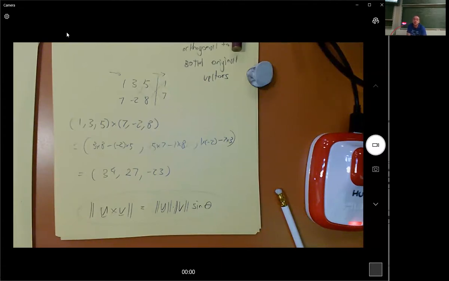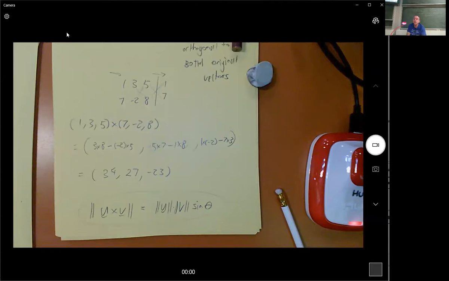That's the rule. So that basically the length of the answer is going to be bigger if the length of u is bigger. It's going to be bigger if the length of v is bigger, and it's going to be bigger if they're closer to pointing in the same direction. No. If they're orthogonal, they'll be bigger, because sine gets bigger as the angle gets closer to 90 degrees. So the closer to right angles the two vectors are, the longer the cross product's going to be.